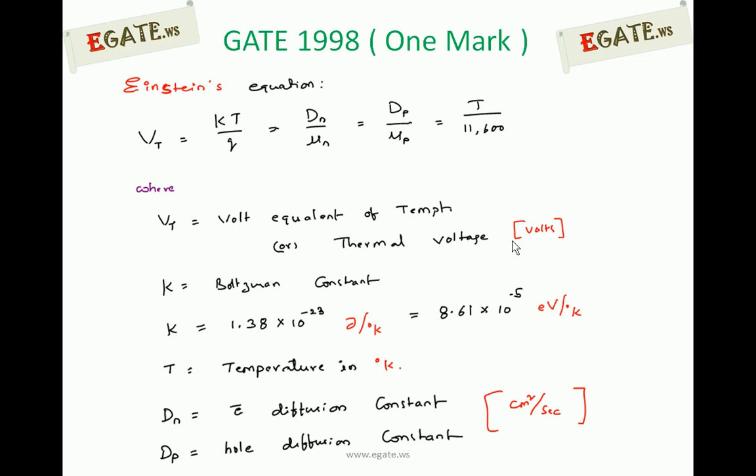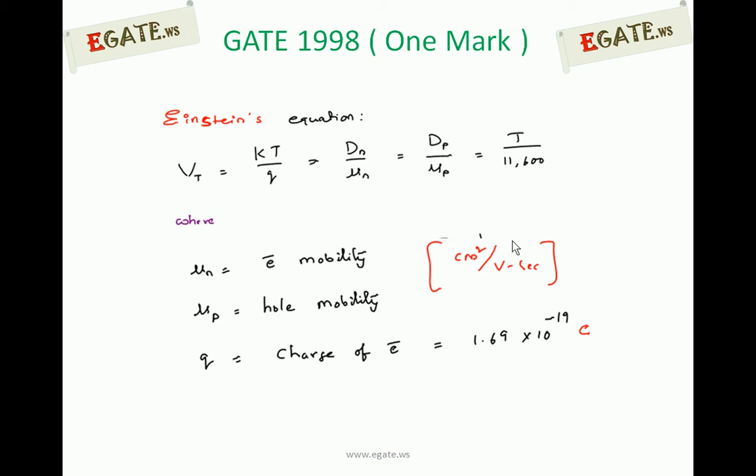If you look at that equation, we will go through some additional details. K is the Boltzmann constant, T is temperature in degrees Kelvin, dN is the diffusion constant for electrons, dP is the diffusion constant for holes. Units for the diffusion constant are centimeter square per second, mu n is electron mobility, mu p is hole mobility. Units for mobility are centimeter square per volt second. Q is nothing but the charge of an electron.